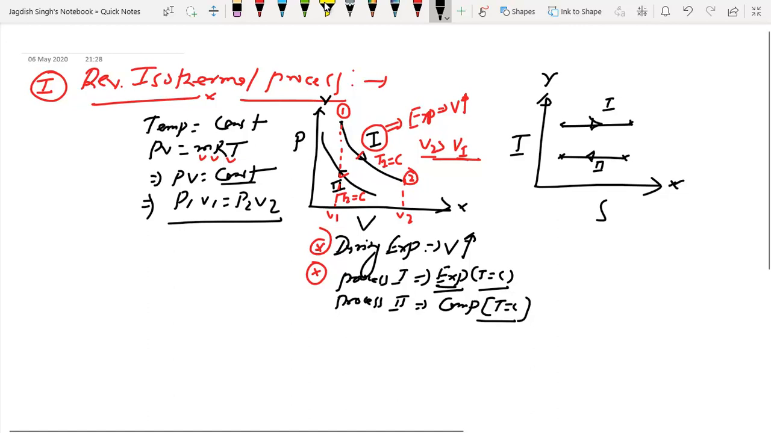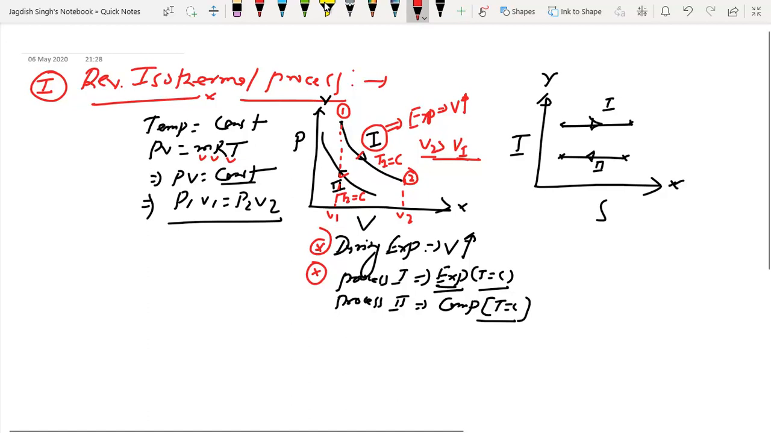In one process, the gas is expanded. That means heat is added isothermally, reversible isothermal heat addition. And in the other process, there is reversible isothermal heat rejection. Now we have to determine in which process heat is added reversible isothermally and in which process heat is rejected reversible isothermally. We need to cross-check this.